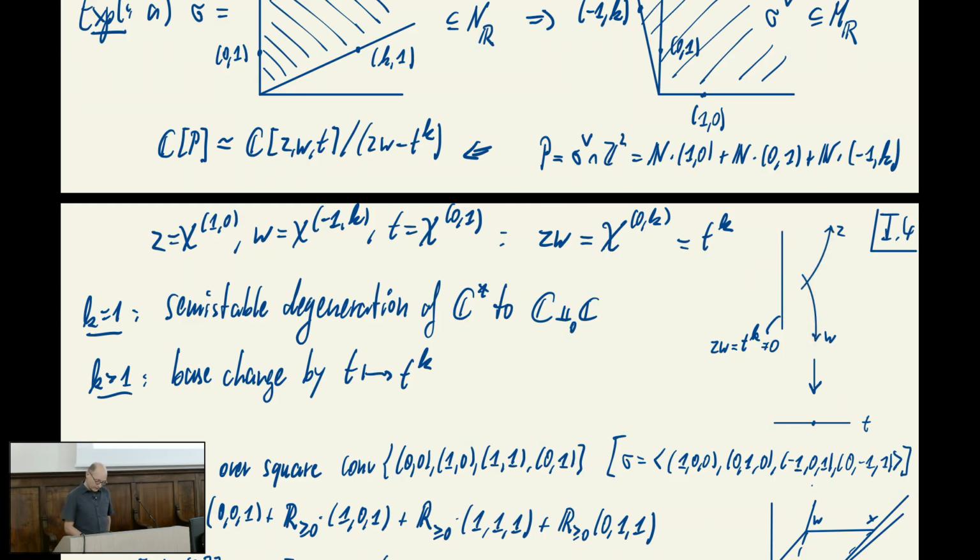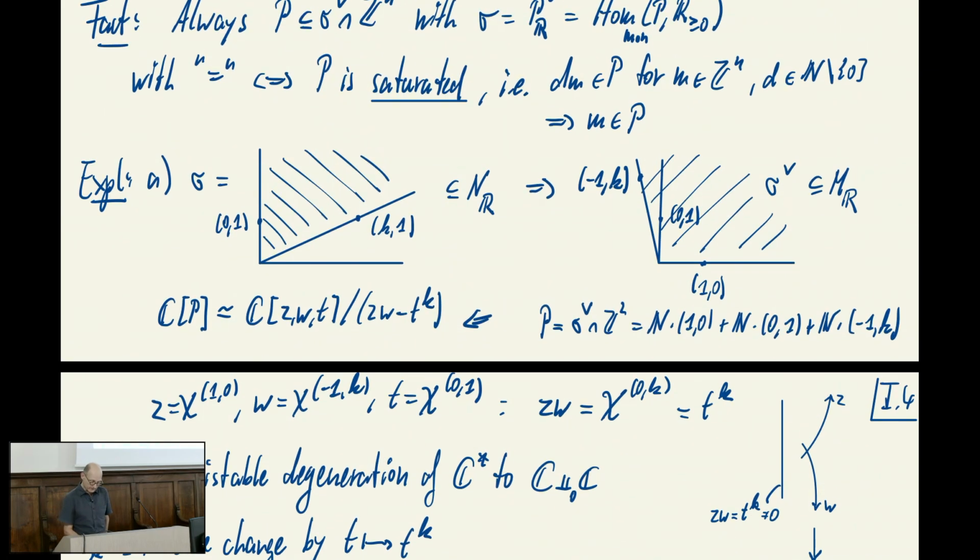Actually, that's true for all k, but for k larger than 1, you would have to base change this picture by t to the k, producing an A_{k-1} singularity in the total space at this point. That you see here, right? That's a two-dimensional A_{k-1} singularity.